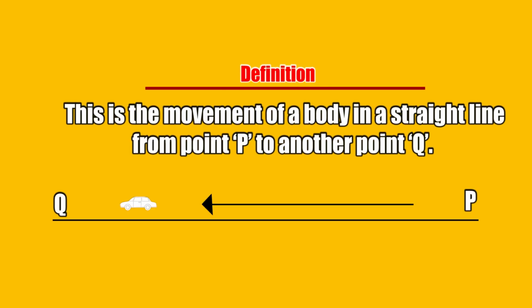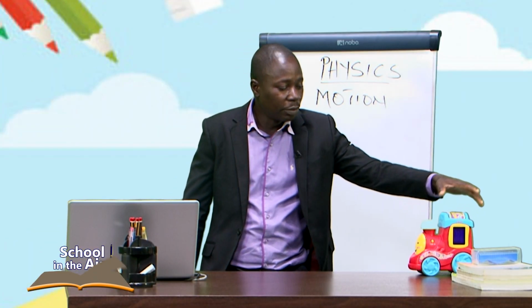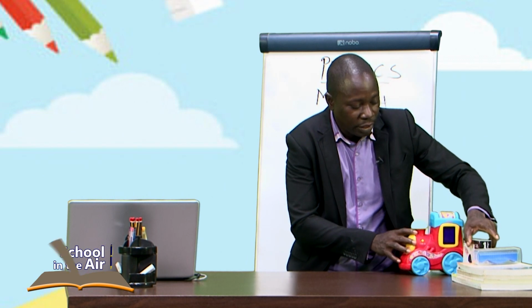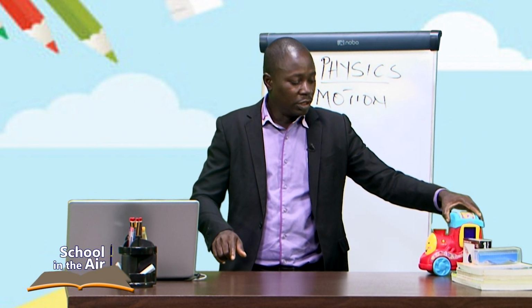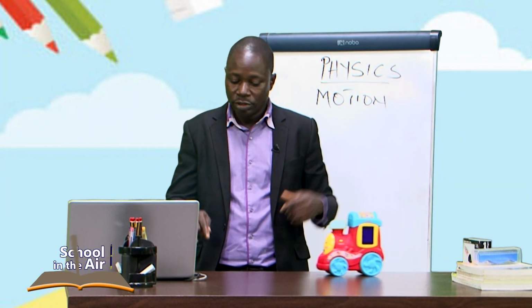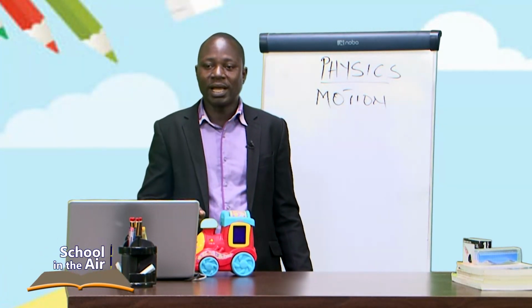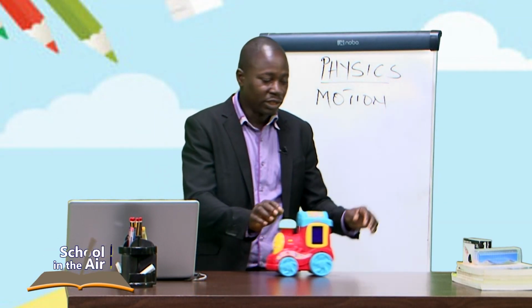Next, we'll be looking at translational motion. This is the movement of a body in a straight line from point, say, P to another point, Q. Let's take, for instance, this car from this marker here to the laptop. The car will translate from here to here on a straight line. That is what we call translational motion.